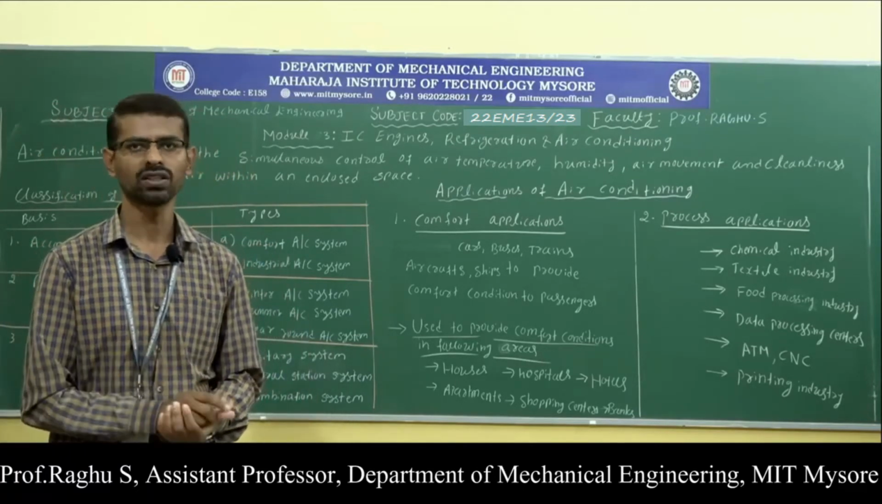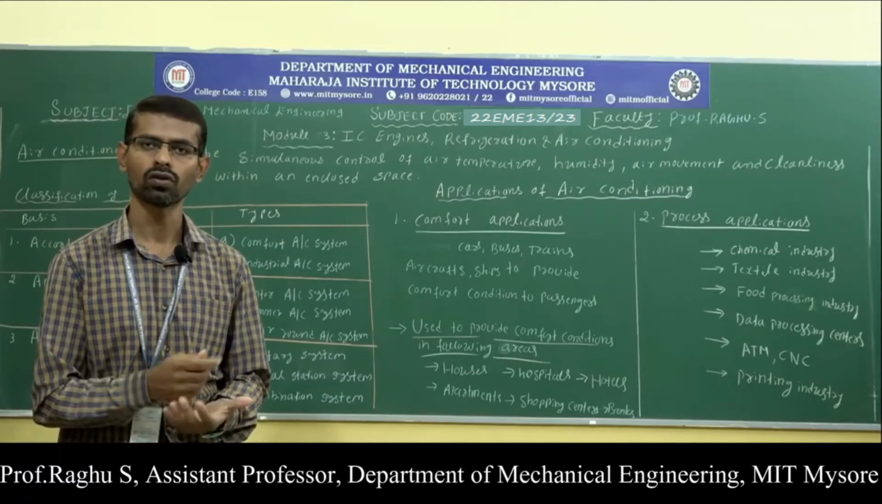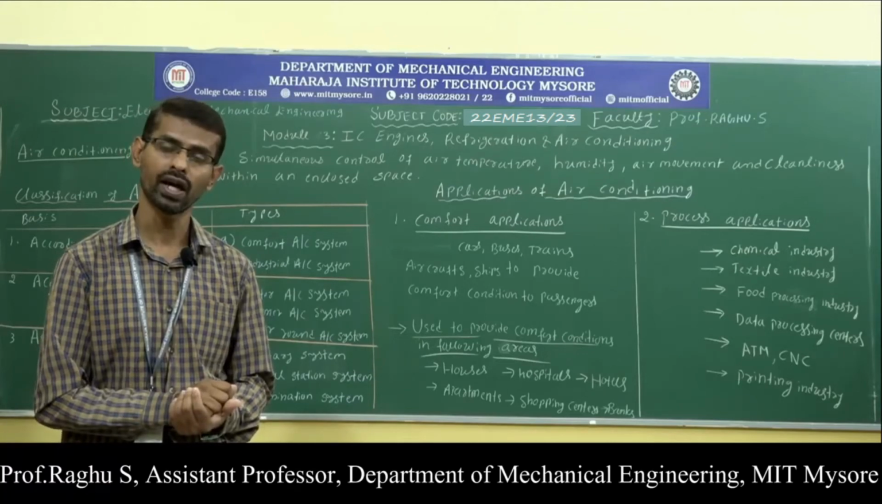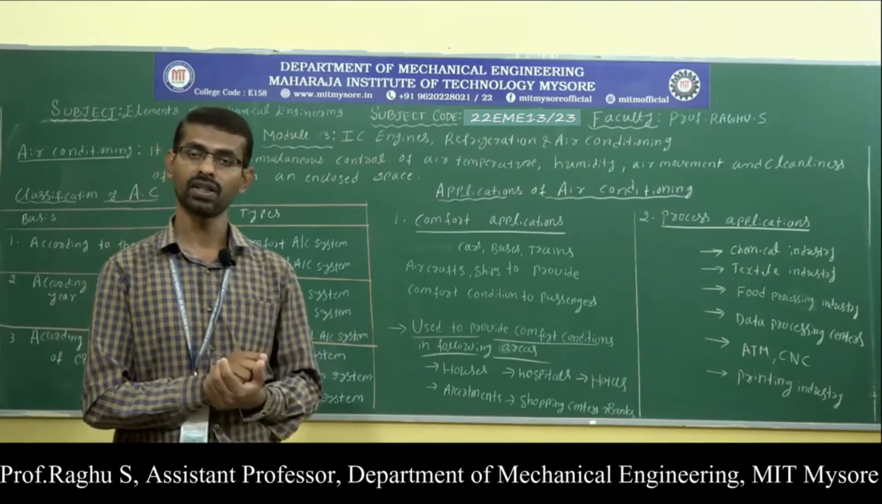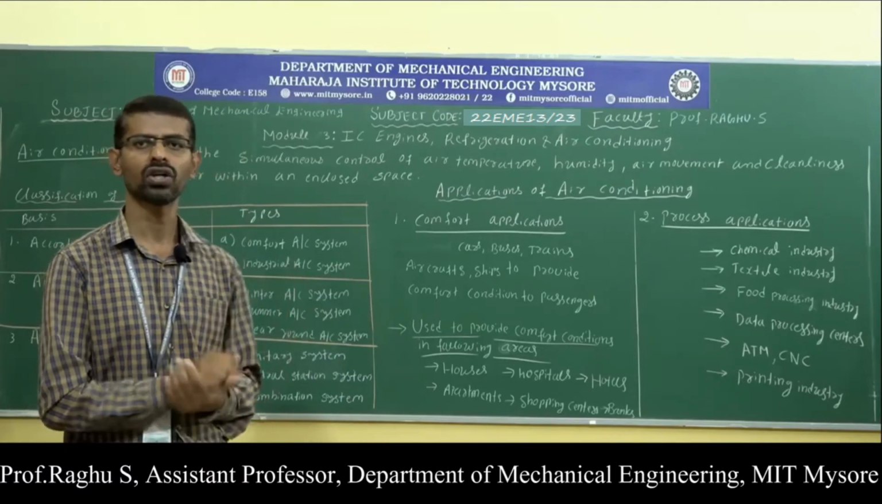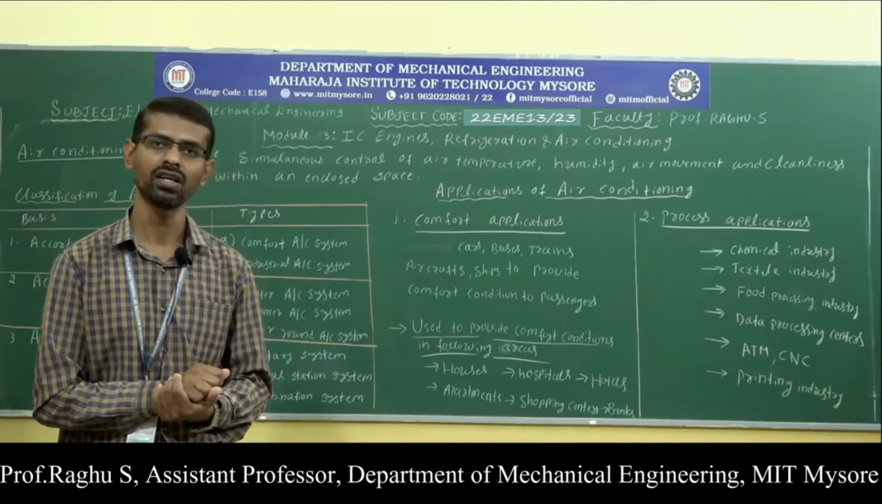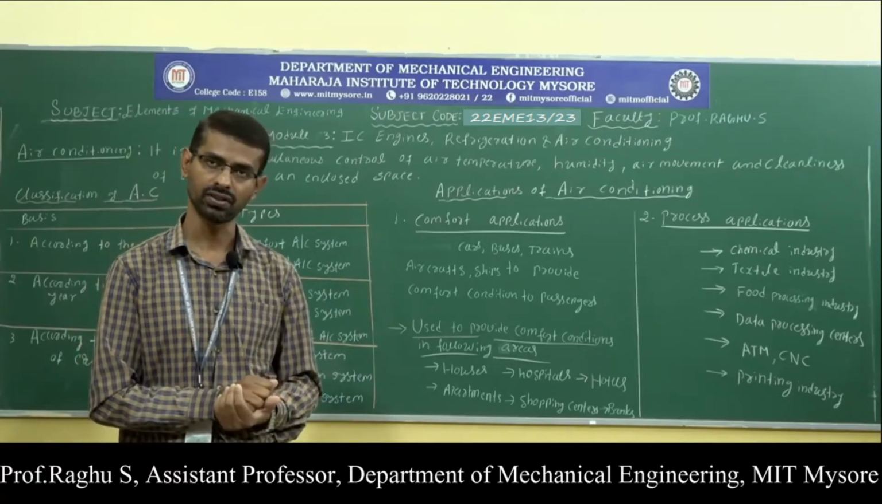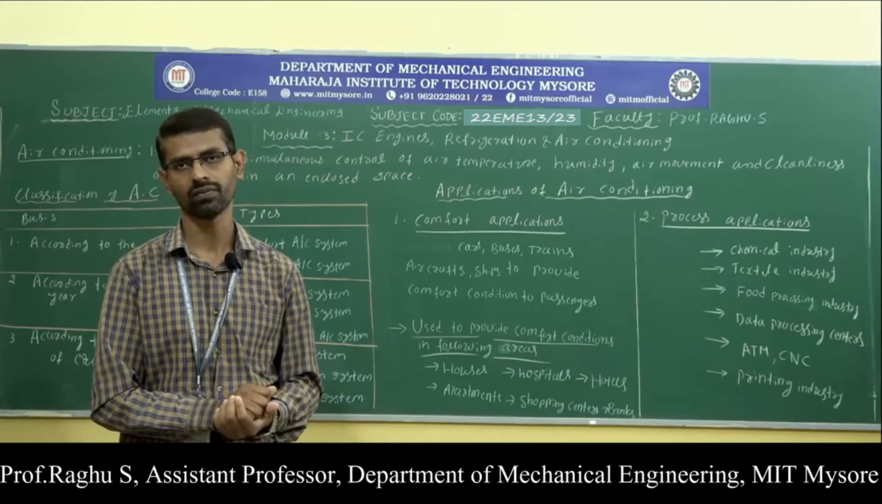In the summer season, obviously the temperature is very high, around 35 to 40 degrees centigrade, and the relative humidity is also very high, about 70%, which is uncomfortable to human beings. The comfortable temperature for human beings is 26 degrees with a relative humidity of about 55%. So this is the comfortable condition.